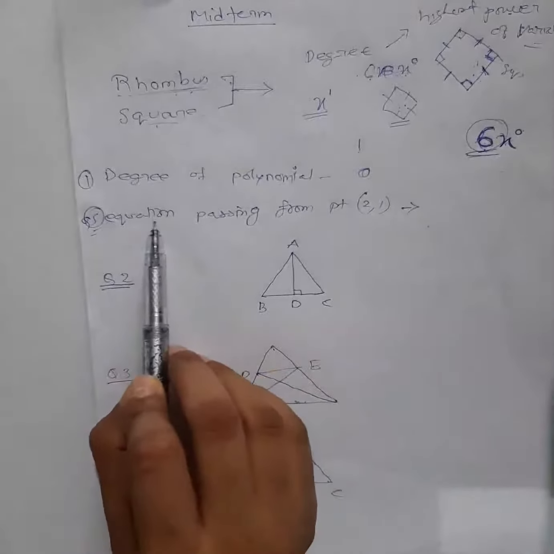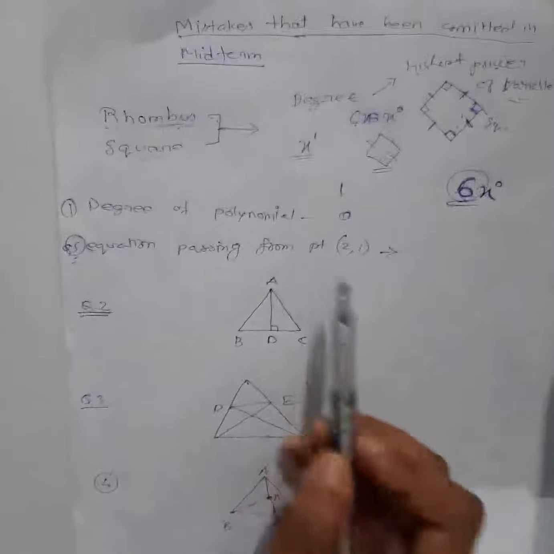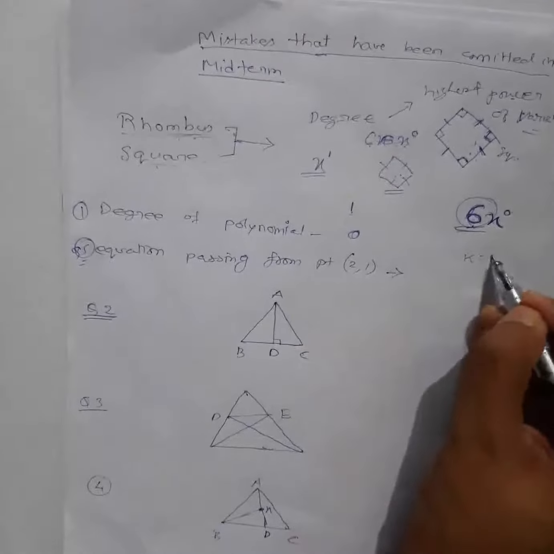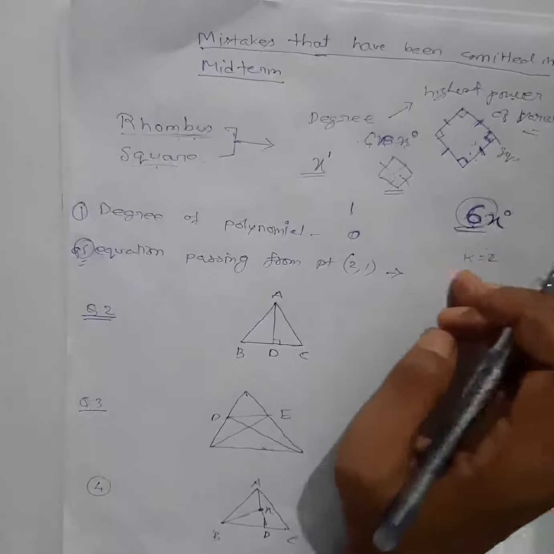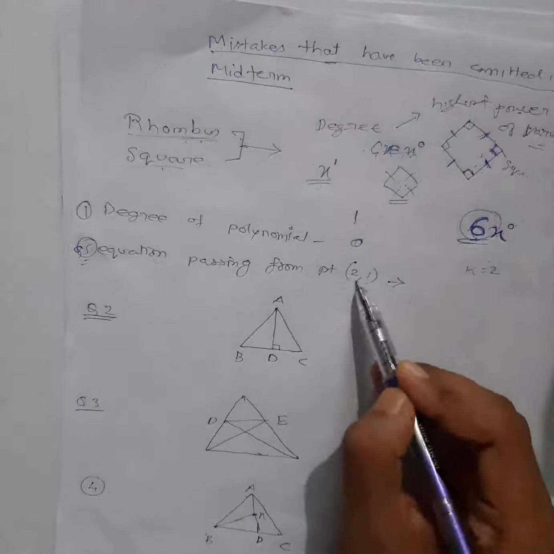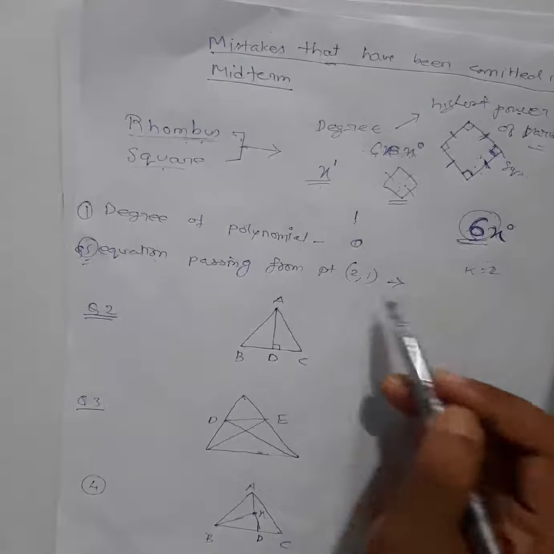Next was question number 5, equation passing through 2, 1. Most of you have solved that equation and written the answer for k. K you got 2, right? Most of you, not most, I will say almost all, found the value of k. But after that, the question was to write one equation which passes through 2, 1 or any point.